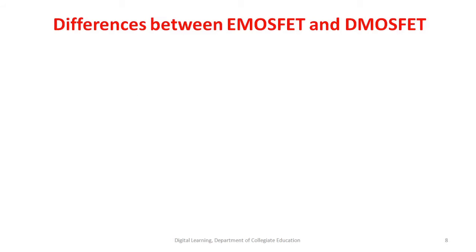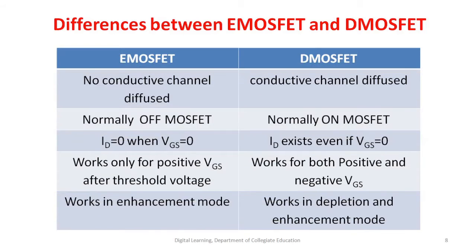Differences between E MOSFET and D MOSFET. The first difference is, in E MOSFET there is no conductive channel diffused, but in depletion MOSFET there is a conductive channel diffused. In the previous session we discussed enhancement MOSFET, in which no channel has been diffused. But in D MOSFET, a conductive channel, either P channel or N channel, has been diffused.